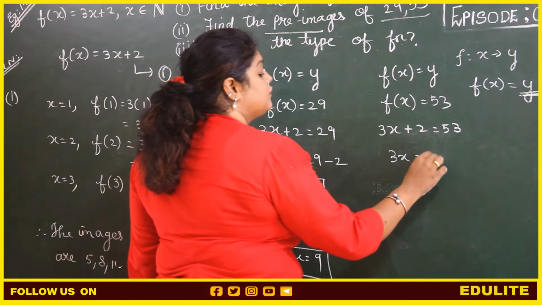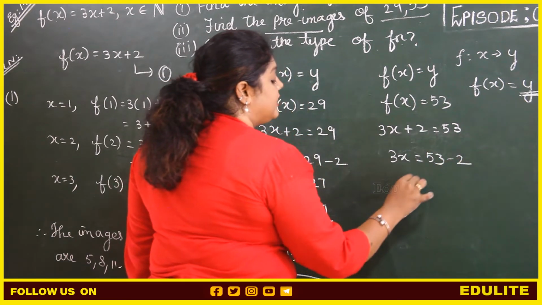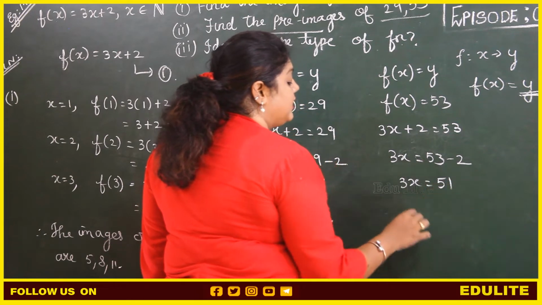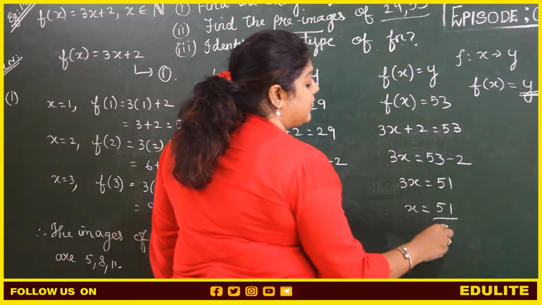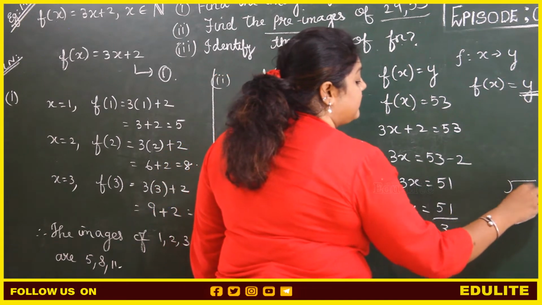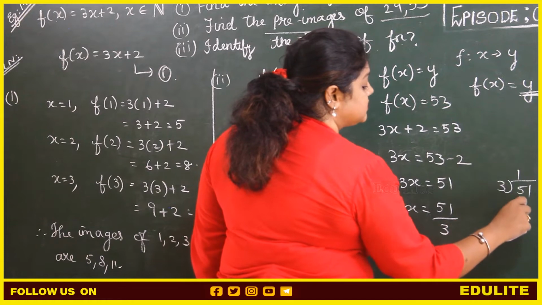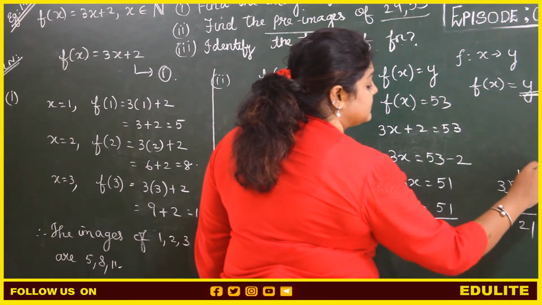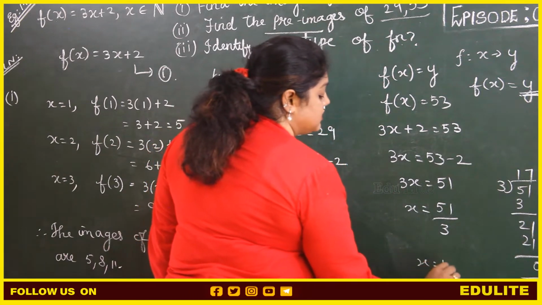3x equals 53 plus 2. If it goes to the other side, it will become minus 2. 3x is equal to 51. Let us write this as 51. 3, if it goes to the other side, will come to the denominator. 51 when divided by 3 will give us a quotient: 1 times 3, 2, 1, 7 times. So x is equal to 17.